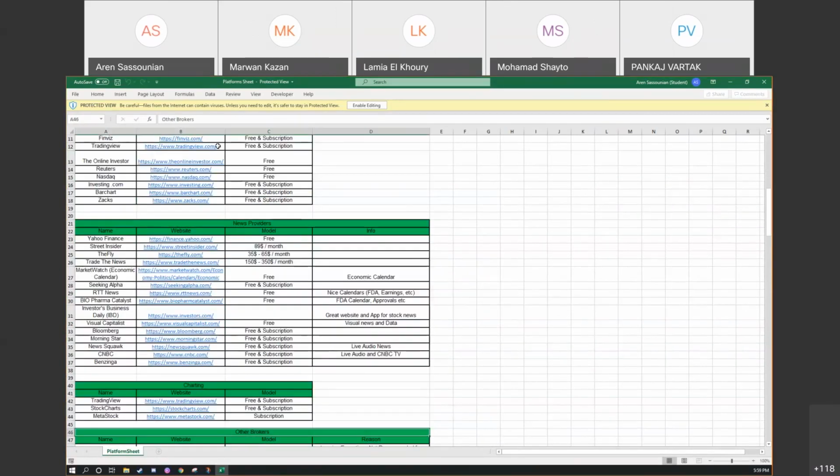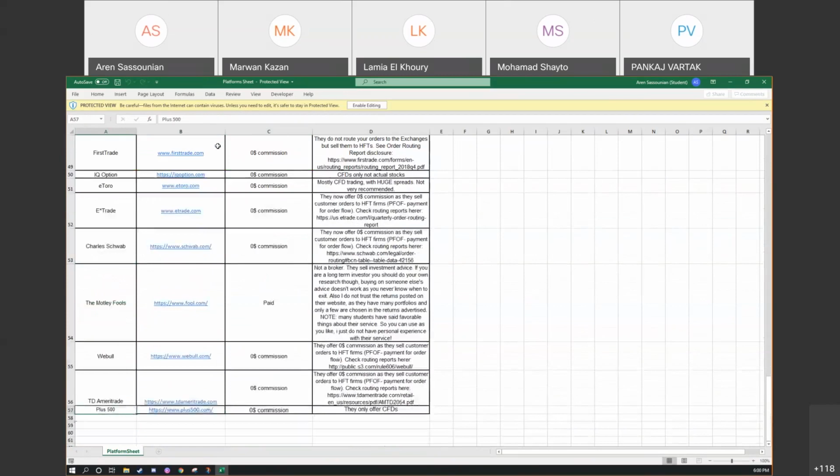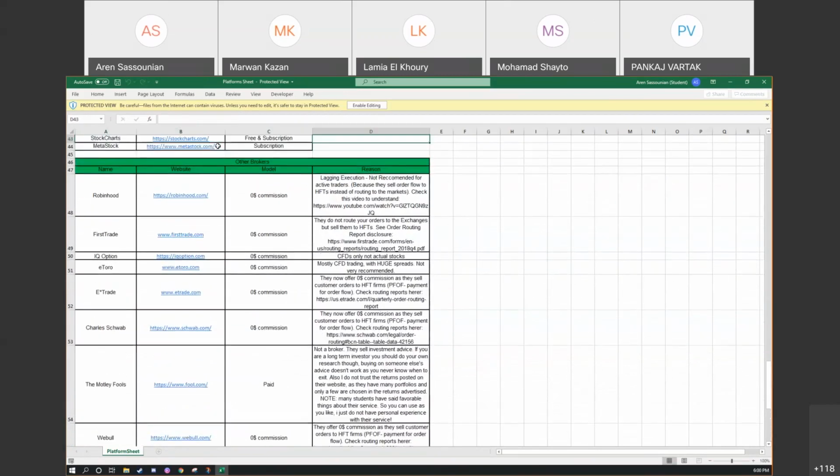You have your charting tools, which Marwan will explain a lot more in the upcoming session, which is going to be a very heavy session. It's going to be on technical analysis. And you have some other brokers like Robinhood, IQ Option, eToro, eTrade, Charles Schwab, Webull, and whatever. And some of the reasons that we won't recommend them as much as the others.